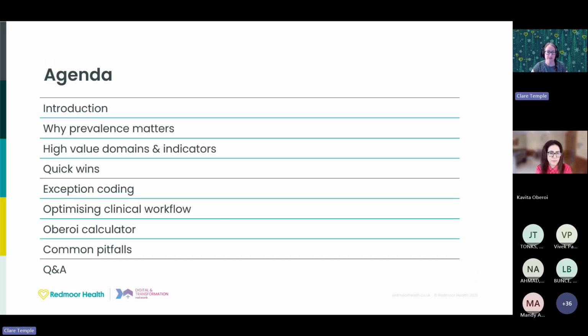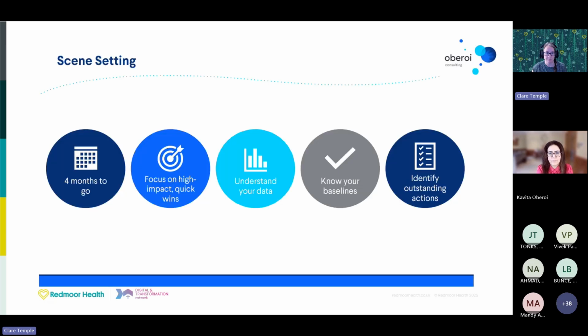And today we're going to be looking into QOF and how to maximise the outcomes, as the countdown is on with less than 4 months until year end now. So Kavita is going to take you through why prevalence matters, some high value domains and indicators, some small quick wins for you, about exception coding, optimising clinical workflow, and the all important Oberoi calculator, and then some common pitfalls. And then we'll finish off today with a Q&A section. So if you've got any questions, please do raise your hand then. And I will pass over to Kavita.